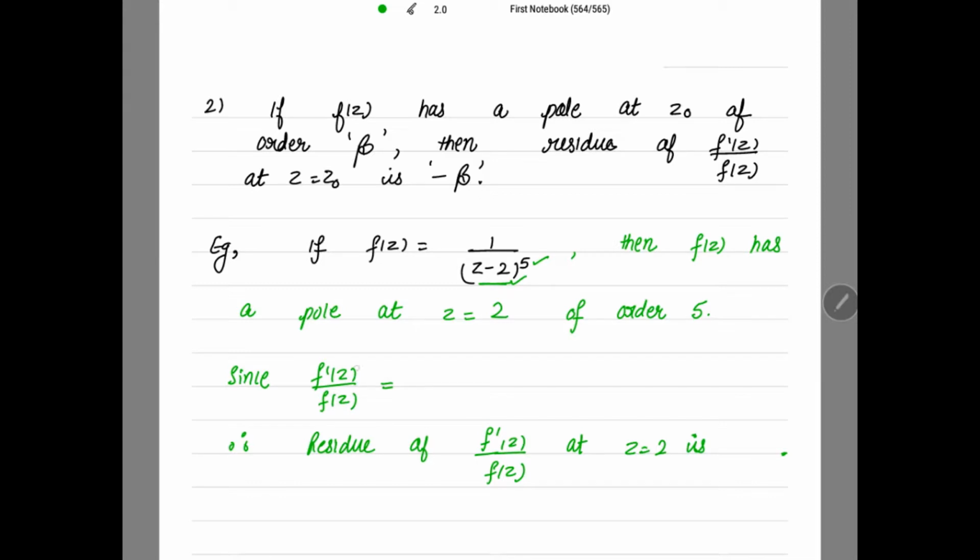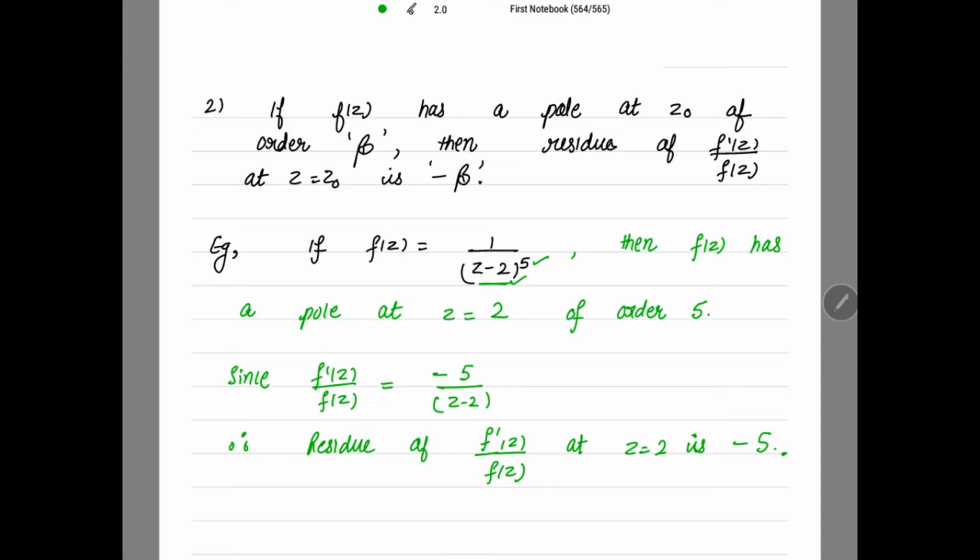Let's check. Since f'(z)/f(z) is equal to, find the derivative of f(z), then divide by f(z), you get minus 5 over z minus 2. After solving, you get this, minus 5 over z minus 2. Now check, what is the residue of f'(z)/f(z) at z equal to 2? Yes, what is the residue? The coefficient of 1 over z minus z naught. Now here z naught is 2. So what is the coefficient? It is minus 5. So now you got it. Having a pole of order 5 and getting the residue to be minus 5.